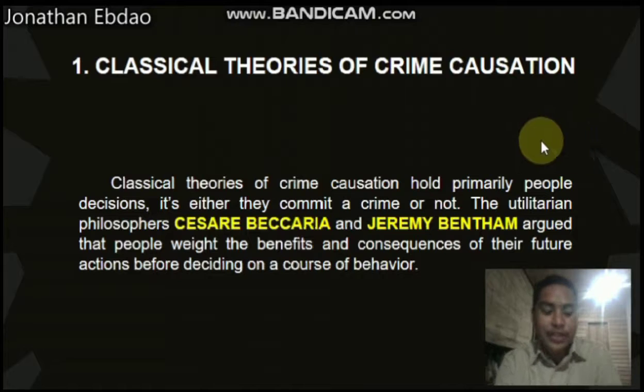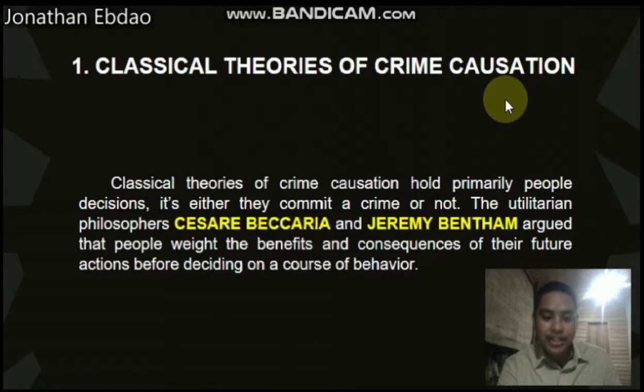The first theory is the classical theory of crime causation, which was argued by Cesare Beccaria and Jeremy Bentham, that people weigh the benefits and consequences of their future actions before deciding on a course of behavior. The classical theory of crime causation holds that people's decisions determine whether they commit crime or not.